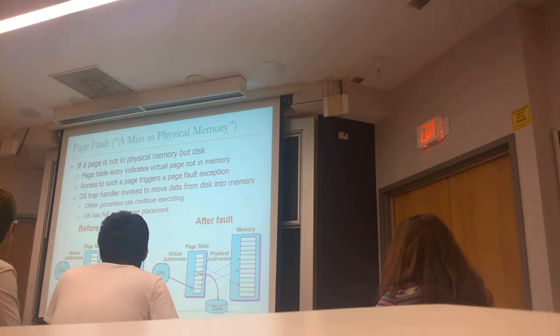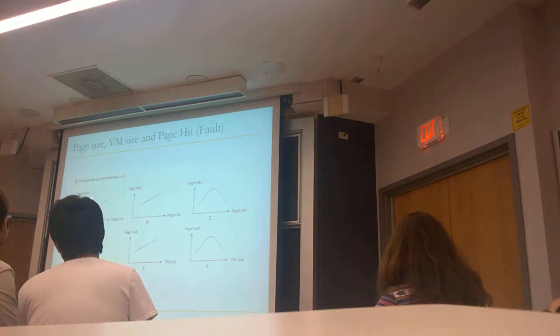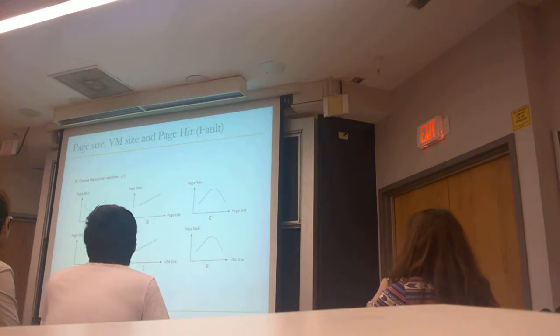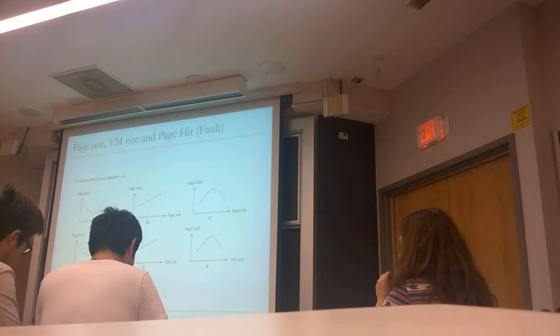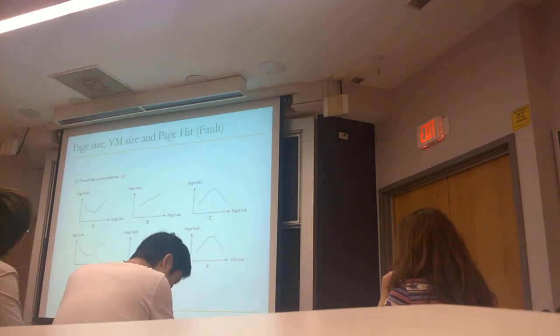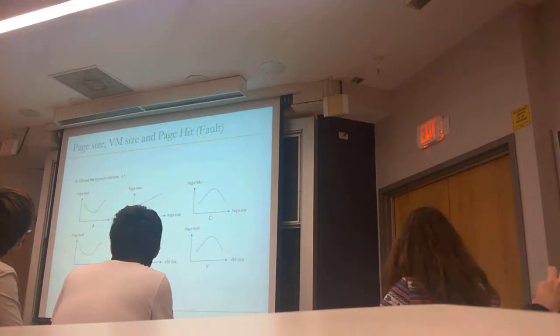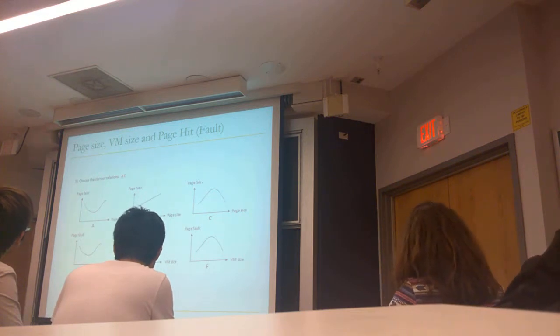So in our quiz 2, we have this question: choose the correct relations. In our class, we talked about the relation between the page size and the virtual memory size, which is page hit. And in our quiz, we talk about the page fault. So in general, the page fault rate is 1 minus the page hit rate. So the relation is kind of opposite in trend.